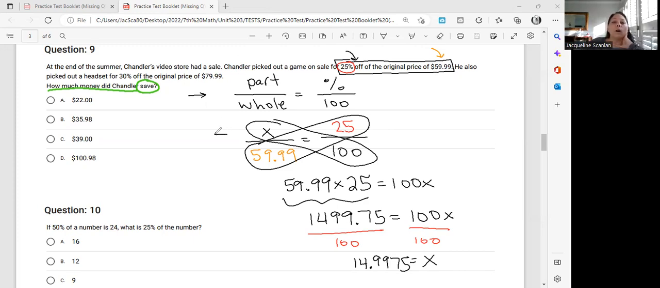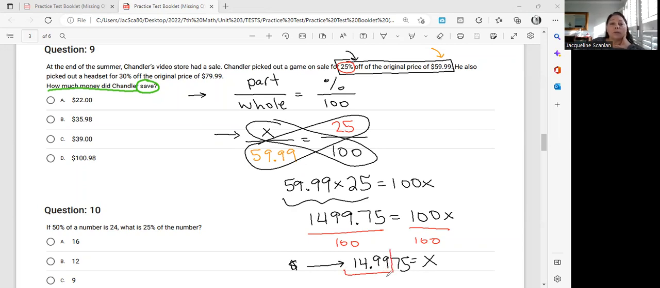All right, technically, ladies and gentlemen, what am I finding out? I'm finding out what part of that $59.99 that I save. I'm figuring out what 25% of it is. I'm figuring out how much of it is on sale. So this is a dollar amount. This represents money, and it's not written in money format, right? Money format usually has dollars and then 2 digits for cents.